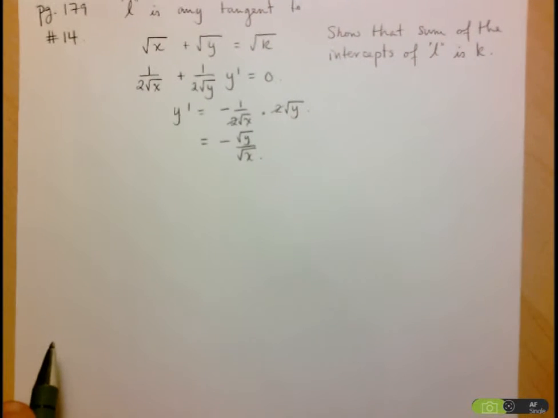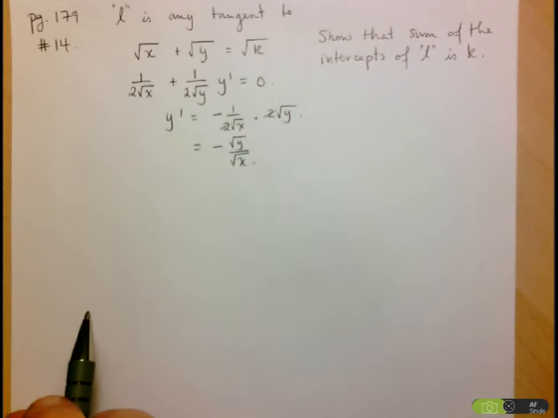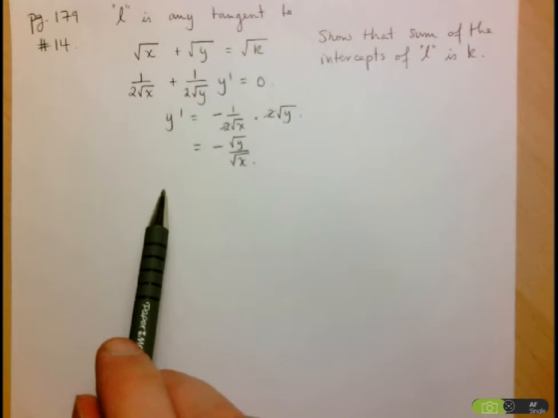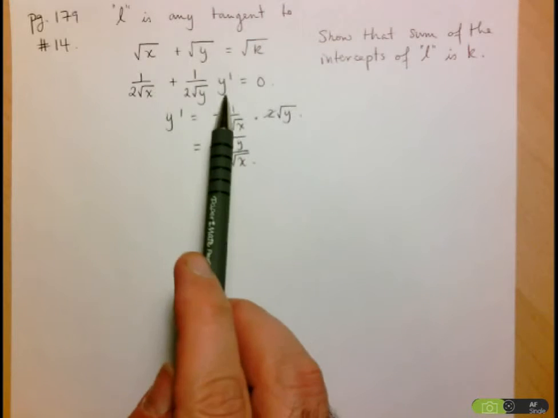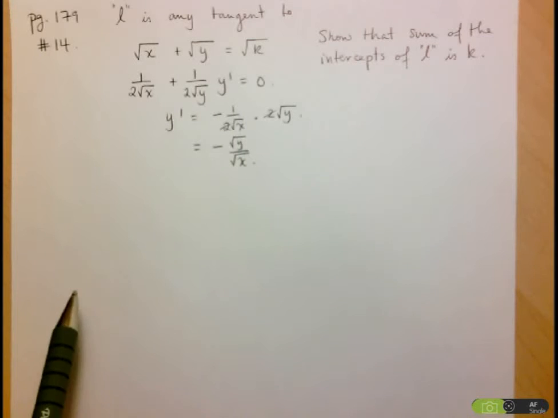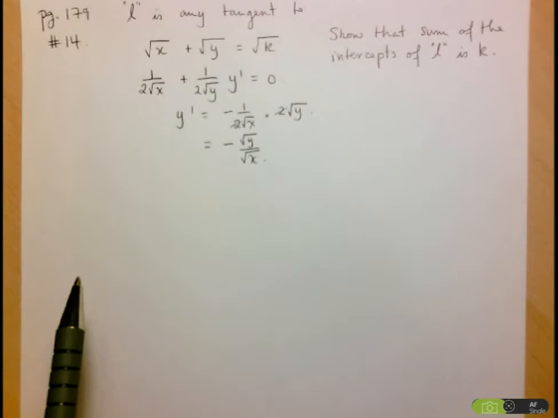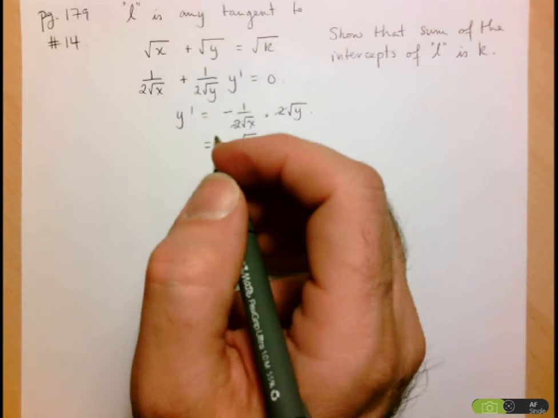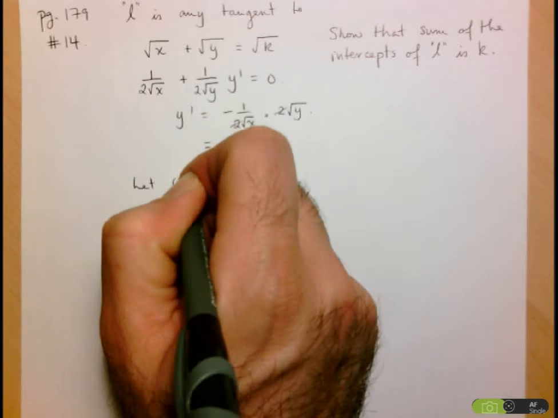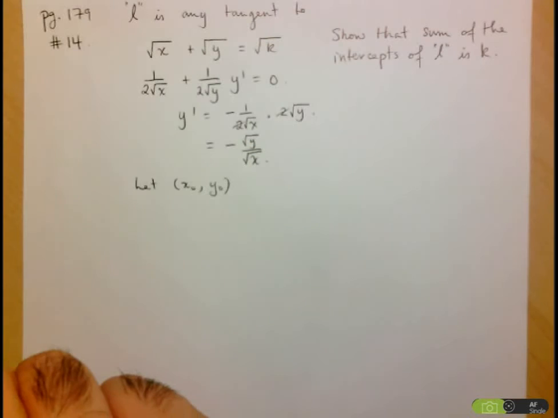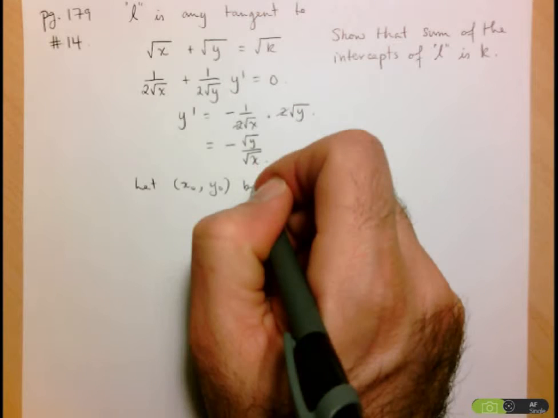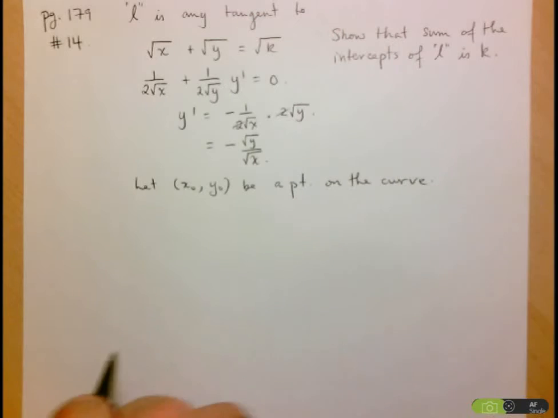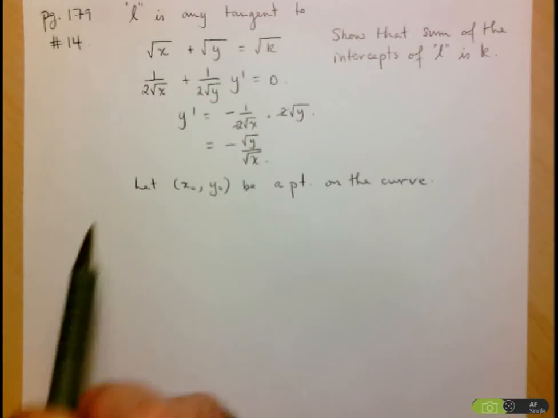Okay, so here's our derivative, and we have to find information about the tangent line. Now we're not looking at a specific tangent line, so normally we'd take a specific point on the curve and use that to find the equation. Here we don't want to work with a specific point on that curve, so I'm going to work with some random point. So I'm going to say let x naught, y naught be a point on the curve. Okay, so we know that this point is going to satisfy this equation.